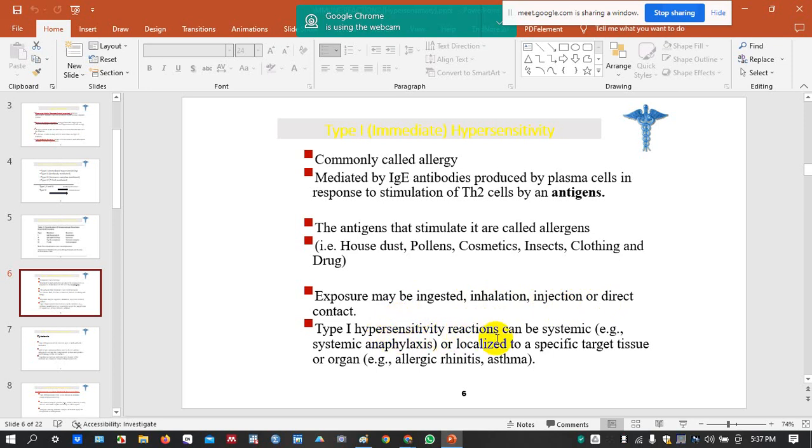Type 1 hypersensitivity reactions can be systemic, for example systemic anaphylaxis, or localized to a specific target tissue or organ. When the reaction occurs because the immunoglobulin E is floating in the blood and forms complexes with the pollen grains in the blood, then we say it is a systemic anaphylaxis, and this is very life-threatening. But if it is localized to an organ or a particular tissue, then we say it can be what? Asthma, because asthma is localized to the respiratory system. Then allergic rhinitis is localized also to the respiratory system, especially the nasal sinuses, nasal cavity.